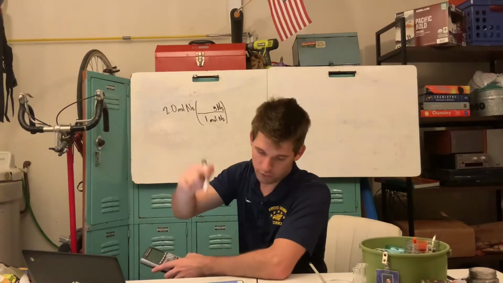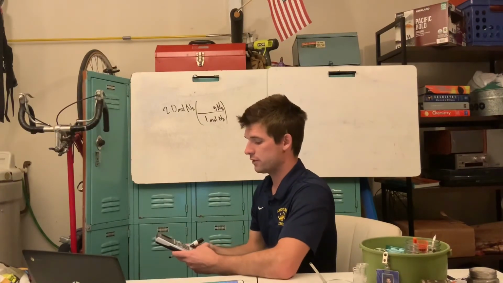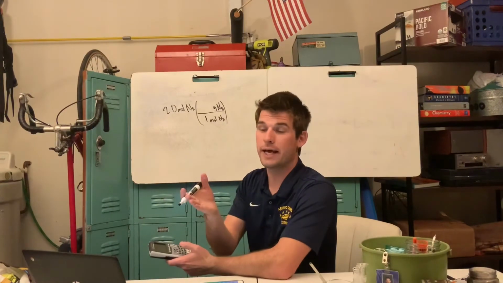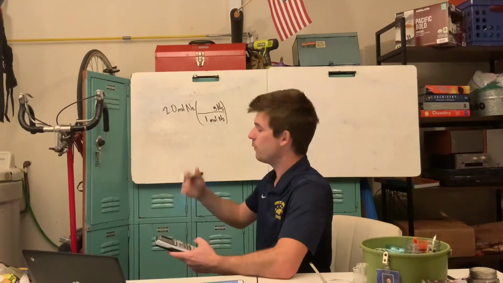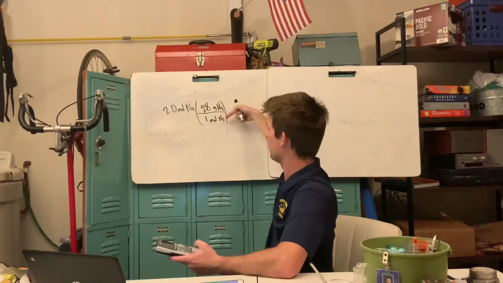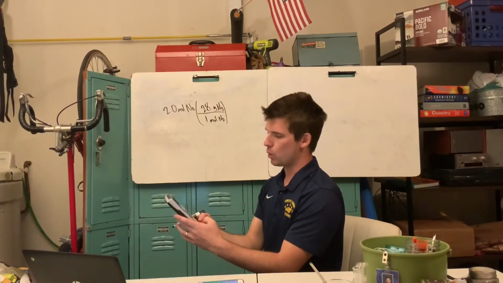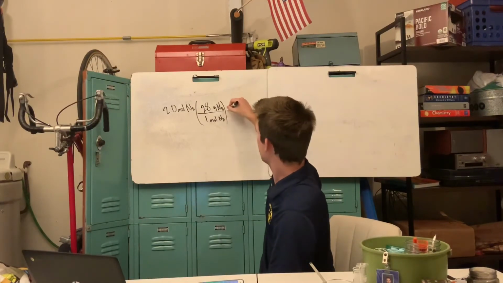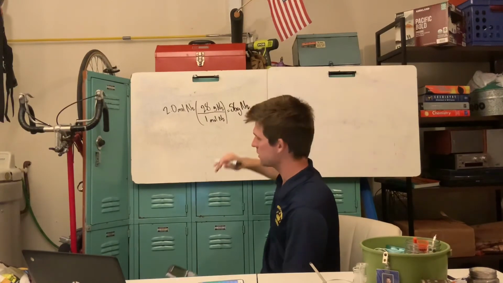Let's go to our periodic table. Nitrogen by itself is 14 grams per mole, but nitrogen gas is diatomic, so there's 2 of them. So we need to multiply that by 2, and we get 28 grams of nitrogen gas is 1 mole of nitrogen gas. So now we can do our math. 2 times 28 equals 56 grams of nitrogen gas.